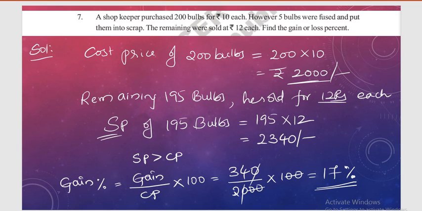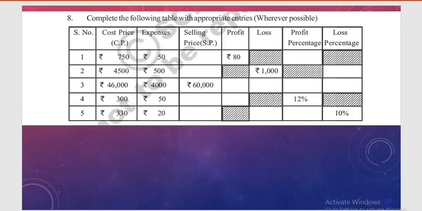So he got a profit here. Okay, next, moving on to one more question. Next, question number 8 is asking to complete the following table with appropriate entries. That means you need to simplify all these things and fill the table, right?